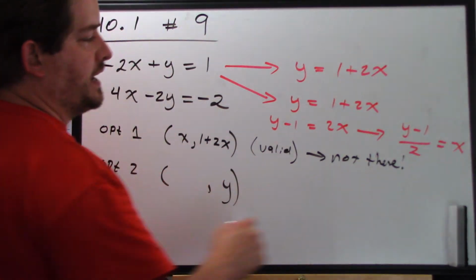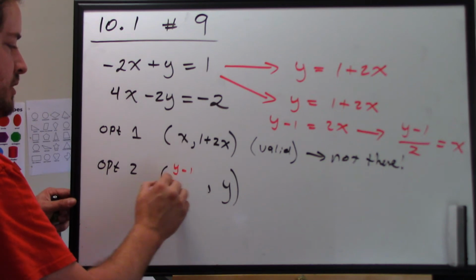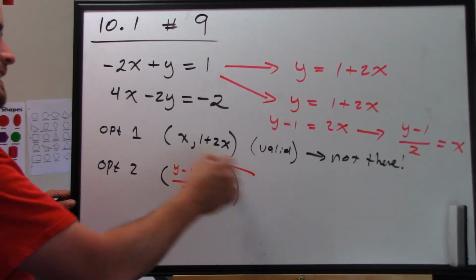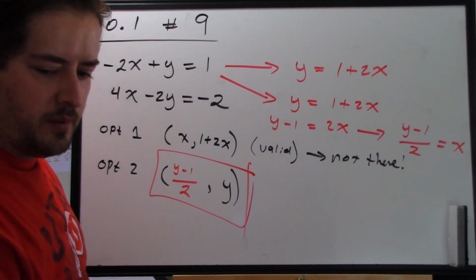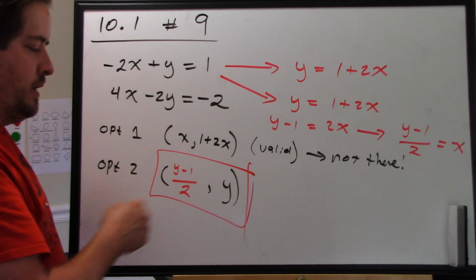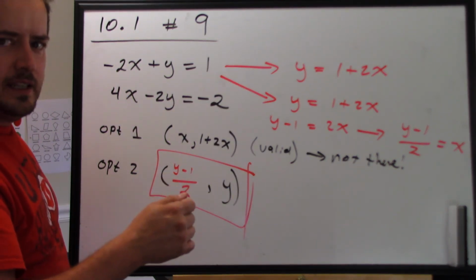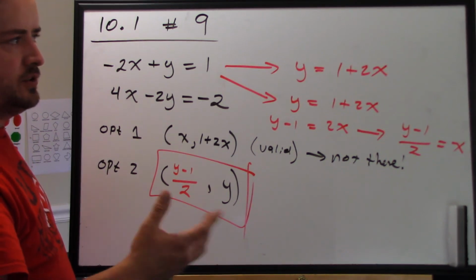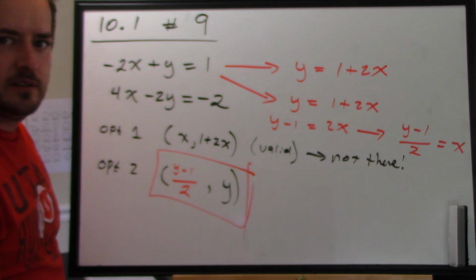So I've just solved for x instead of y. And that y minus 1 over 2 comma y is one of the solutions, and therefore that's the solution to this problem. Right? Pick a y, and x is determined by y minus 1 over 2. Which again, if you were writing this on a test and it didn't say solve it in terms of x or solve it in terms of y, x comma 1 plus 2x would also be a solution.